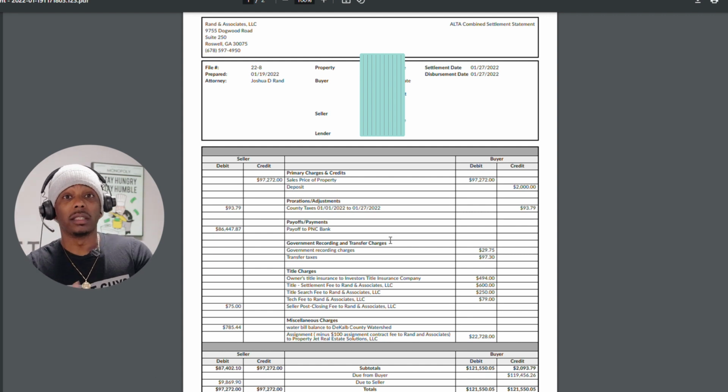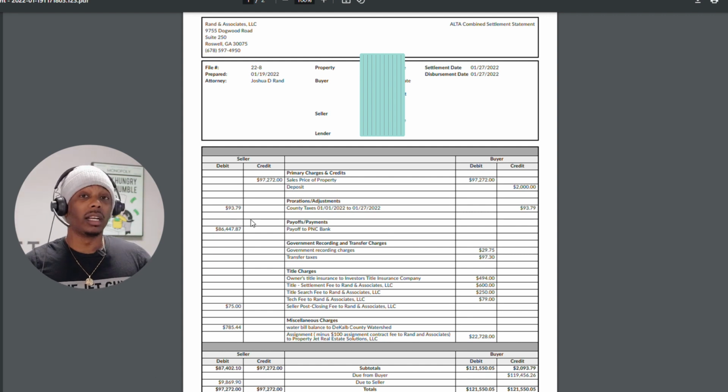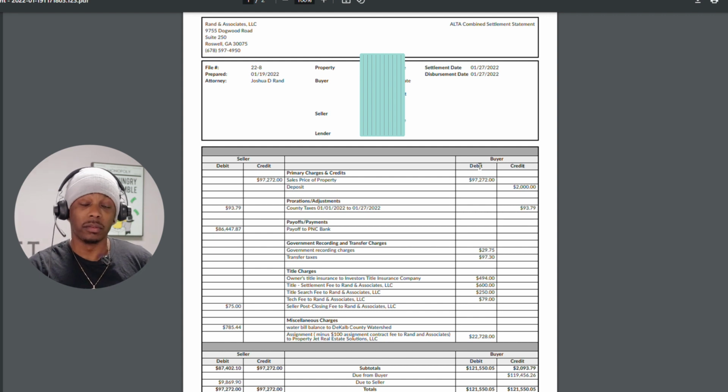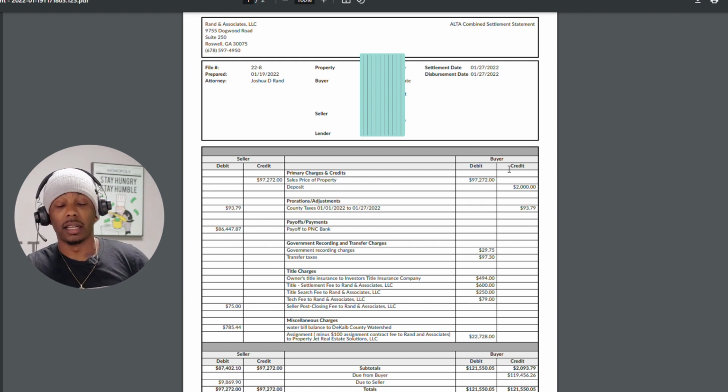Now we're gonna go over to the buyer side. Mind you, the seller wasn't responsible for any closing costs or anything like that, so that's gonna be handled on the buyer side of the settlement statement. So now, same thing with the buyer, we have a debit column and a credit column. Deduction, debit, credit is an addition, essentially. So from the buyer, is gonna be a deduction of $97,272 because that's the sales price of the property, right?